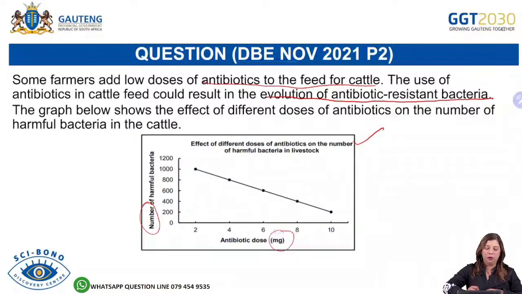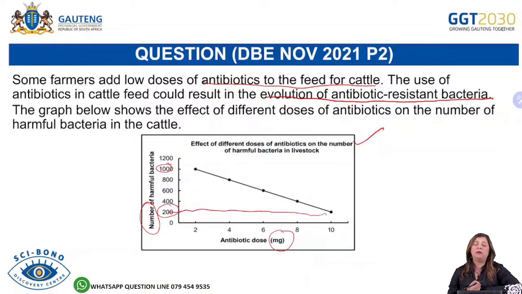So if we give the cattle 2 milligrams, okay, the number of harmful bacteria will be 1,000. So there'll be 1,000 harmful bacteria. That doesn't look good, because if the cattle are going to have an average of 1,000 harmful bacteria, they're going to get sick. We're just going to extremes before we go to the questions. Let's look at when 10 milligrams of the antibiotics are given. You're going to use a ruler, but if we go there, we can see that only 200 of the harmful bacteria are going to be there.